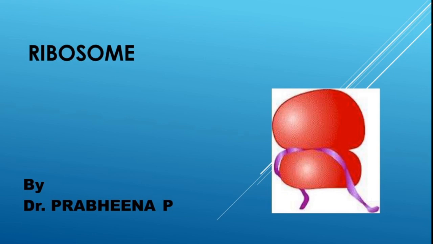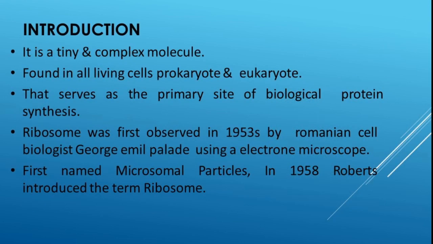Students, we are going to discuss an important cellular organelle, the ribosome. Ribosomes are tiny granular particles of ribonucleoproteins which serve as the factories of protein production. They are present in all prokaryotic and eukaryotic cells.